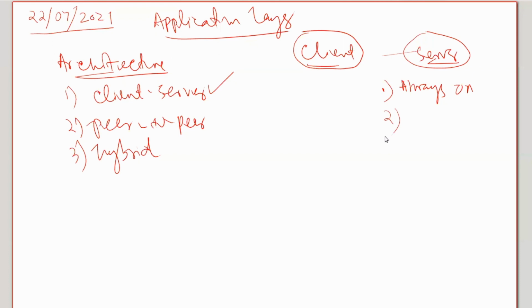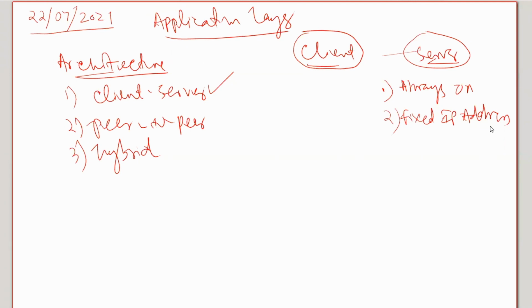Second property: the server, as I said, is a machine. If you want to communicate in a computer network, you must have a destination IP address. Then only can you communicate with that particular machine. So the server must be associated with an IP address, and it must be a fixed IP address. When I say fixed, it does not mean that it is fixed forever; fixed means it is not going to change very frequently. In that sense I am saying it is fixed.